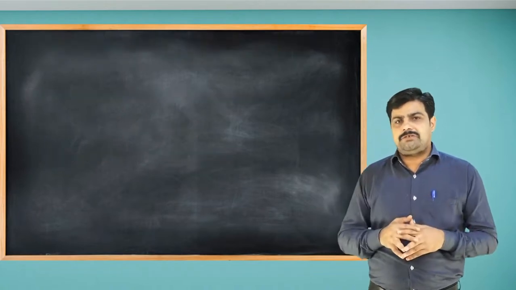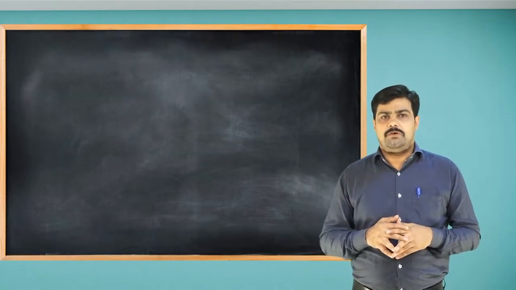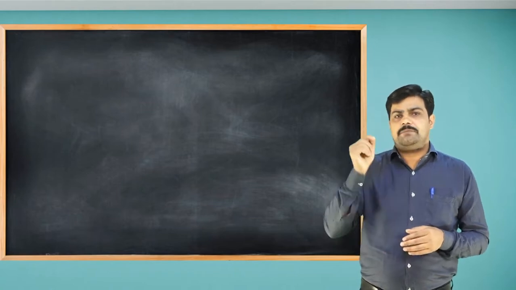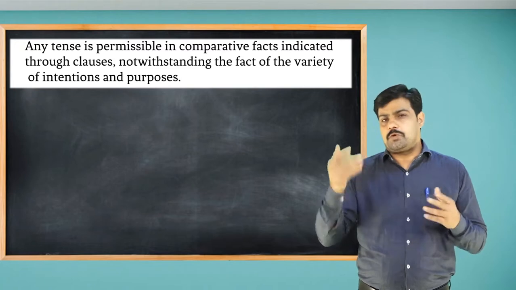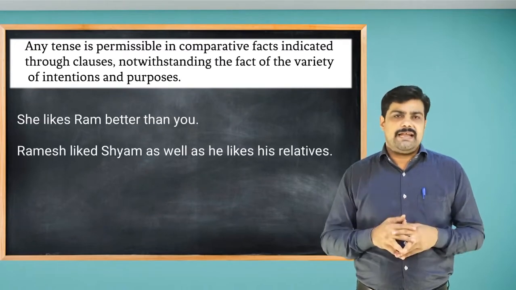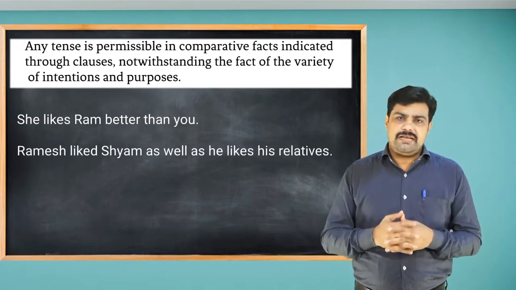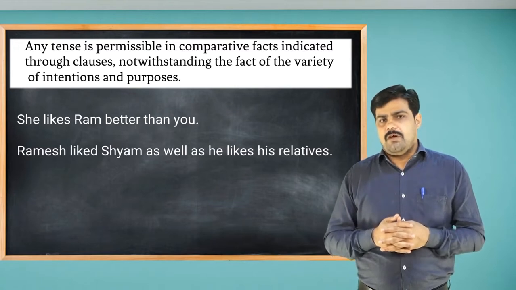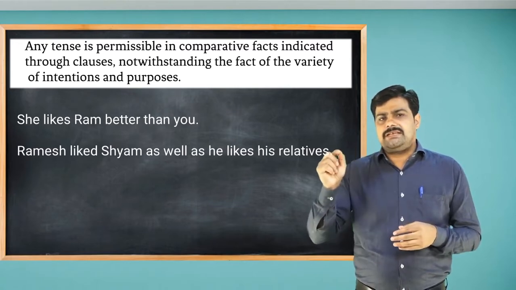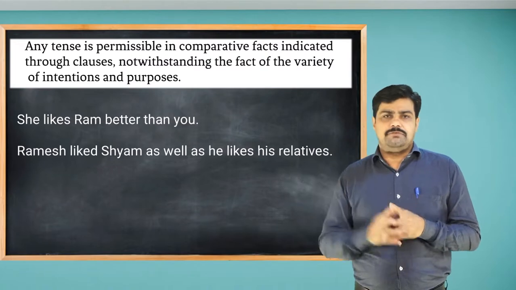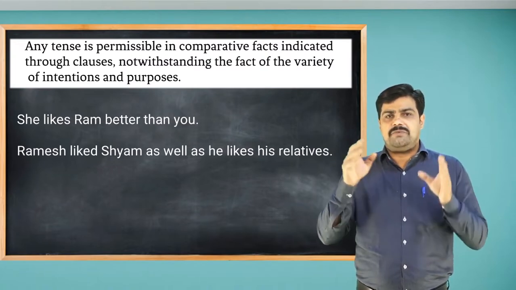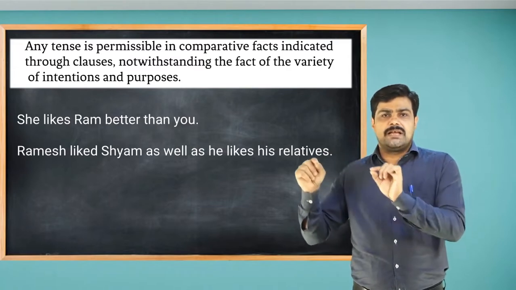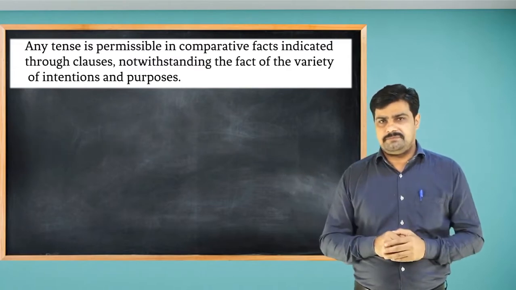Another point which is also important to know, any tense is permissible in comparative facts indicated through clauses, notwithstanding the fact of the variety of intentions and purposes. For example, she likes Ram better than you. Ramesh liked Shyam as well as he likes his relatives.